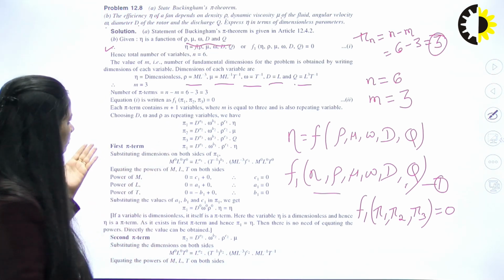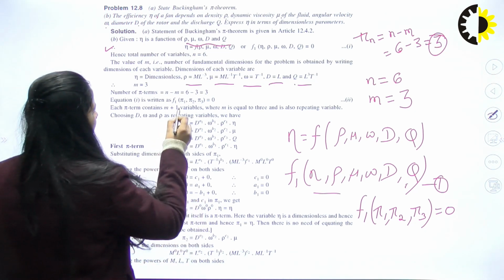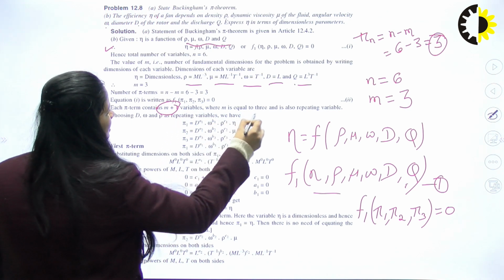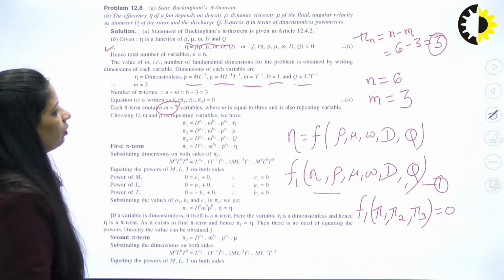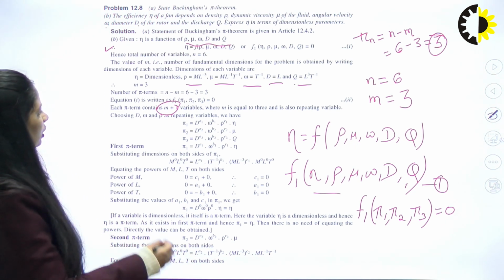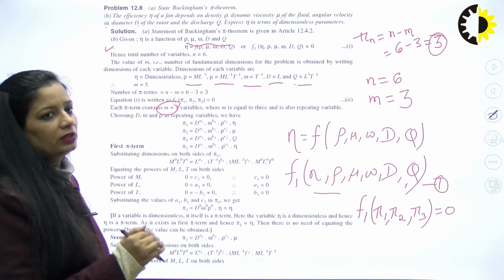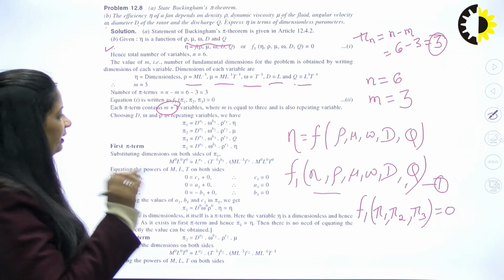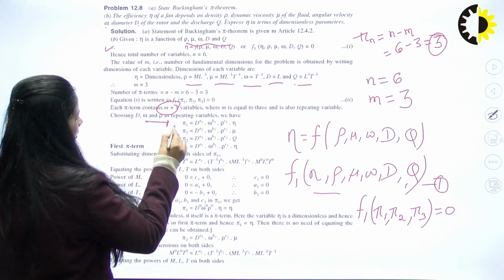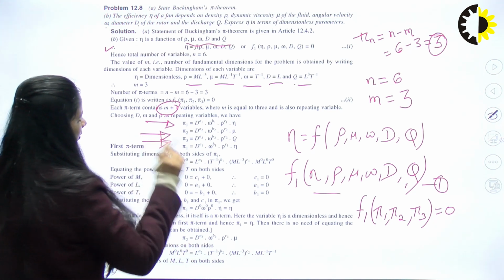Now I am going to understand how I can formulate pi 1, pi 2 and pi 3. See, each pi term contains m plus 1 variables, where m is equal to 3, including the repeating variables. In this particular case there are 3 pi terms, so just write pi 1, pi 2 and pi 3.